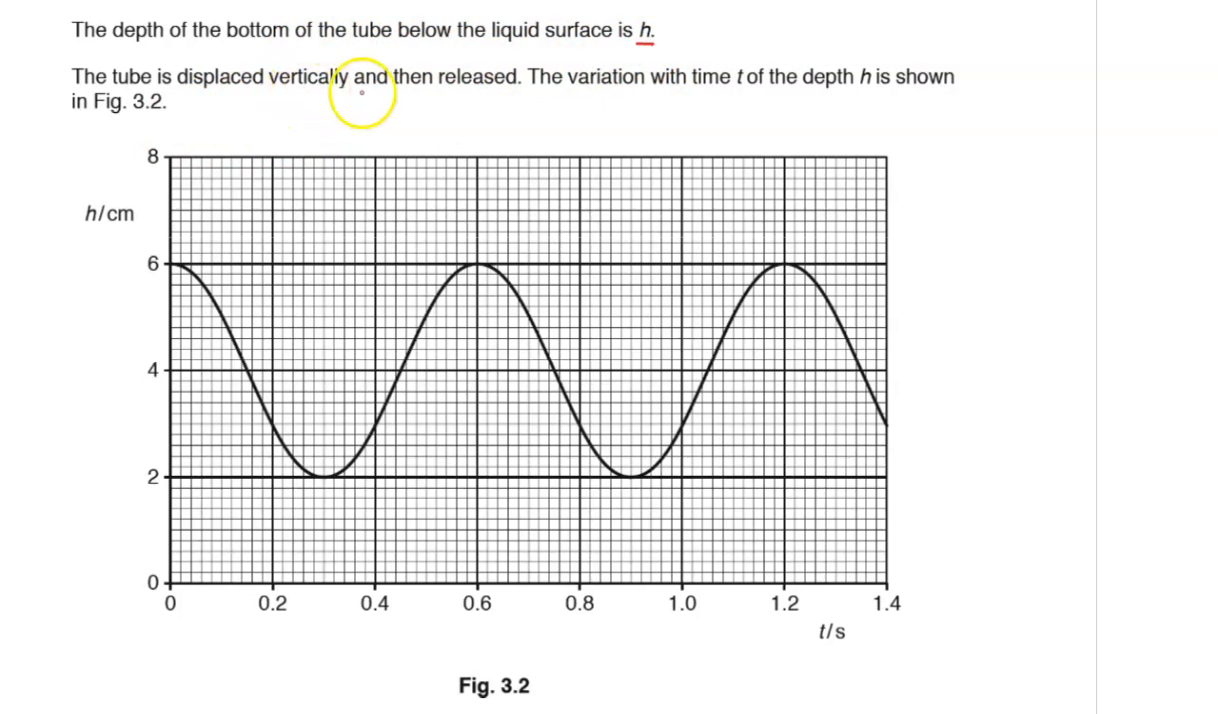The tube is displaced vertically and then released. The variation with time t of depth h is shown as it is in this case. You have h on the y-axis, and time is always on the x-axis. This is Fig 3.2.